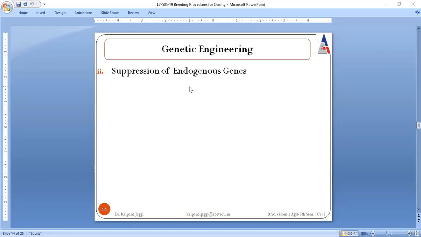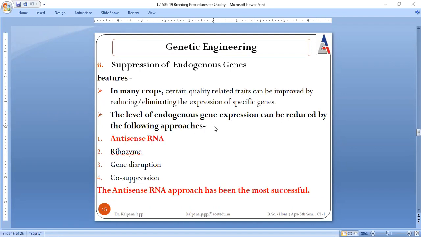Now we will talk about another approach, that is suppression of the endogenous gene. If we cannot modify, what can we do? We can suppress it. As the name itself indicates, we are going for the suppression of the regulatory system present within the seed. So how can suppression be done? You don't want a certain particular character to express itself, then what could you do for it? Either you eliminate it.